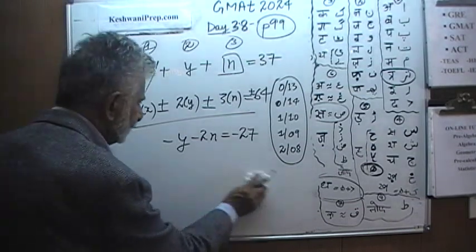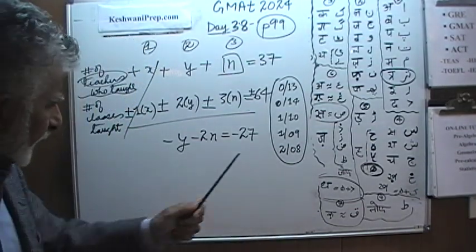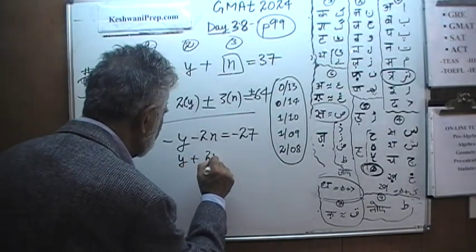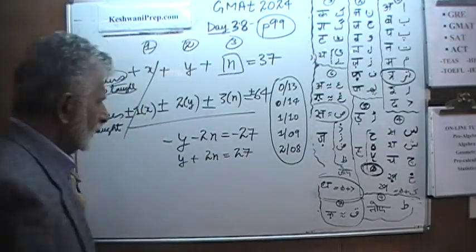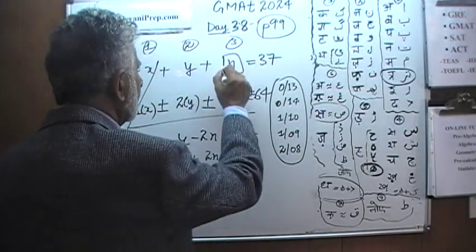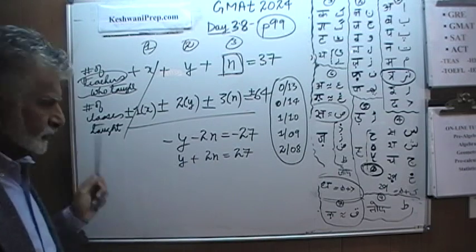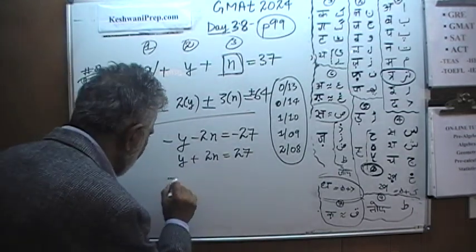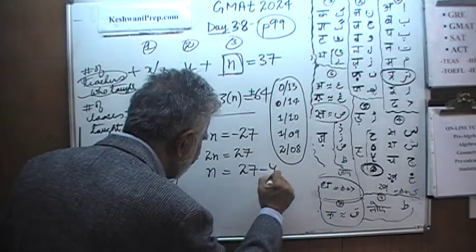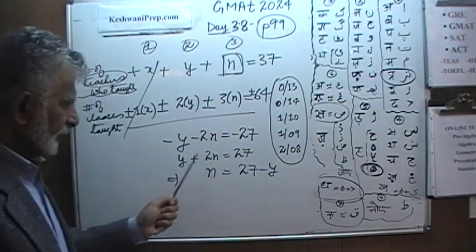Let's see what we can do. First thing we're going to do is multiply the entire equation by negative. So we have y plus 2n equals 27. And we're not interested in any of this mumbo jumbo. We are interested in this guy. So let's solve for n. So this implies that n has to equal (27 minus y) divided by 2.